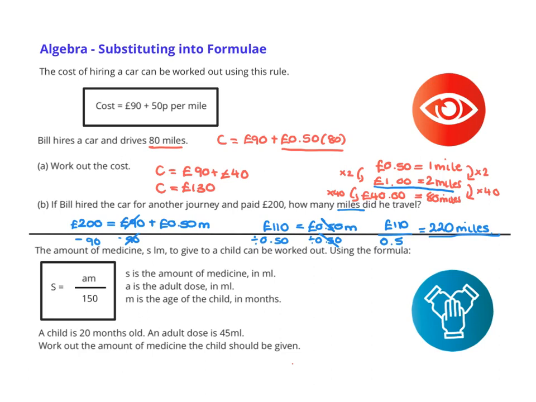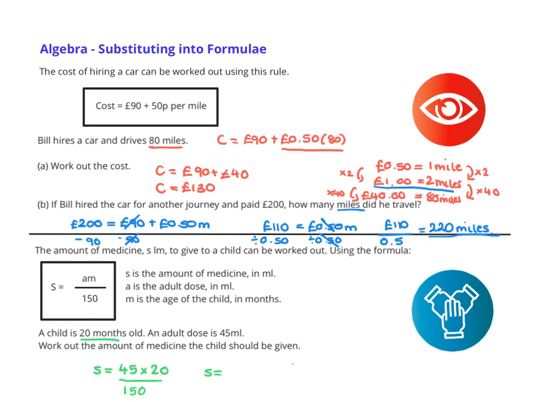Well done for having a go at that question. I'm quickly going to go through the answer so that you can check your workings. I'm going to rewrite that formula: S equals A, this time the adult dose, which we know is 45 millilitres, multiplied by M, the age of the child in months. We know the child was 20 months, so I'm going to times that by 20, and then write divided by 150. When you multiply by 20, you can multiply by 2 and then multiply by 10.